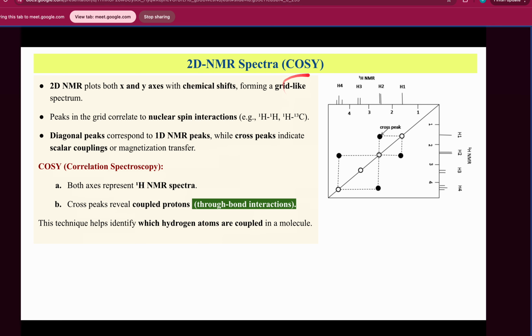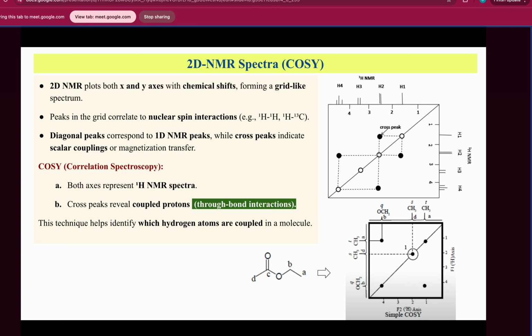So in the case of COSY peaks, we can see which two groups are lying next to each other, which hydrogens are influencing each other. So this can tell us about the position of those hydrogens in the real molecule, because they are giving us spectra. Yeah, this is another example.